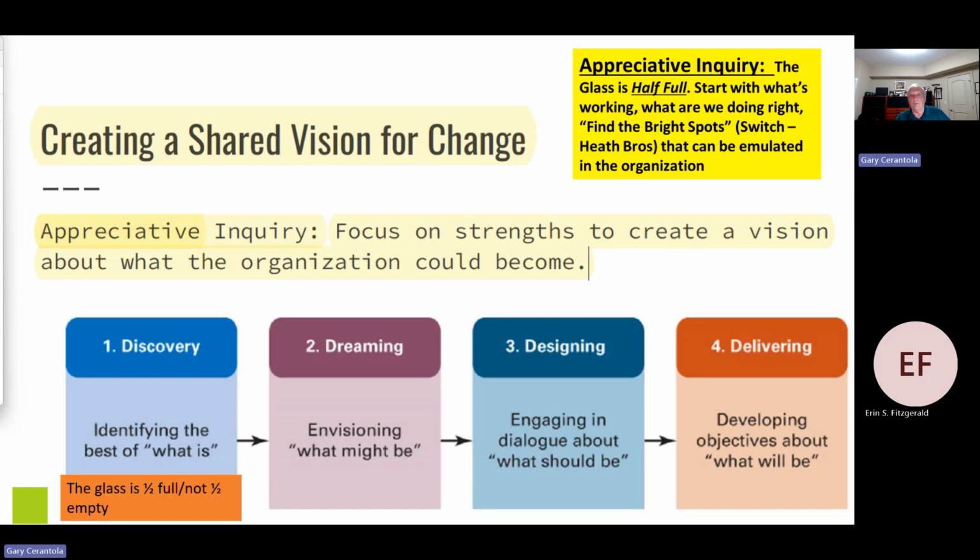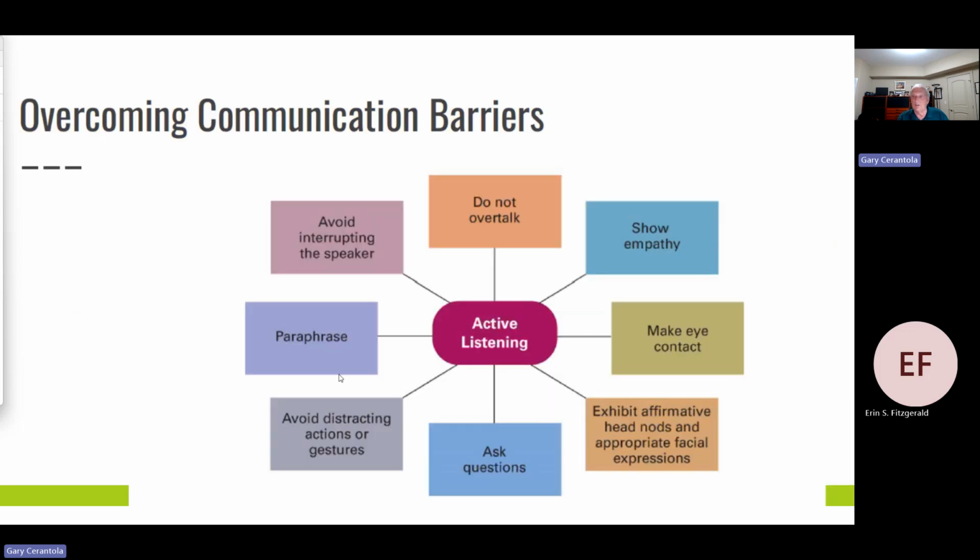Okay. So appreciative inquiry focuses on the strengths to create a vision about what the organization could become. In the discovery, you're saying, yes, the glass is half full, not half empty, and you're identifying what is. Then you start looking at, okay, what could that look like? And then you design and then you deliver on that. So that's what that's all about.